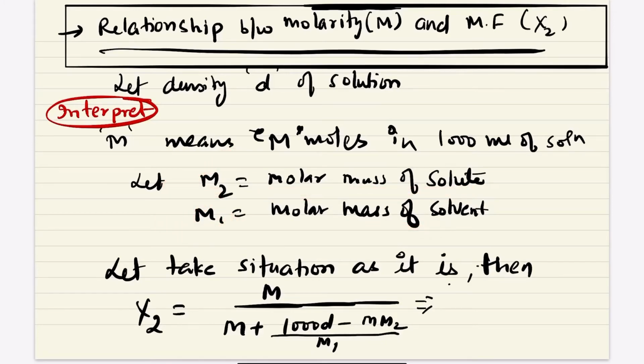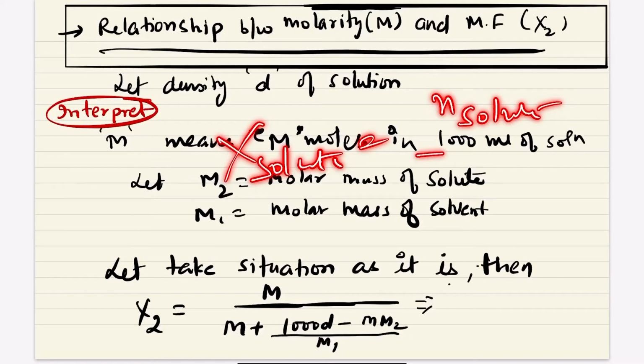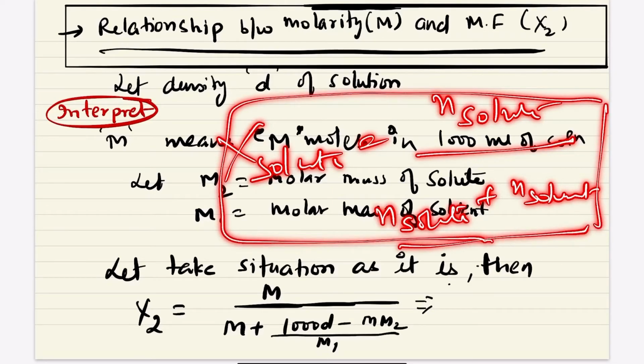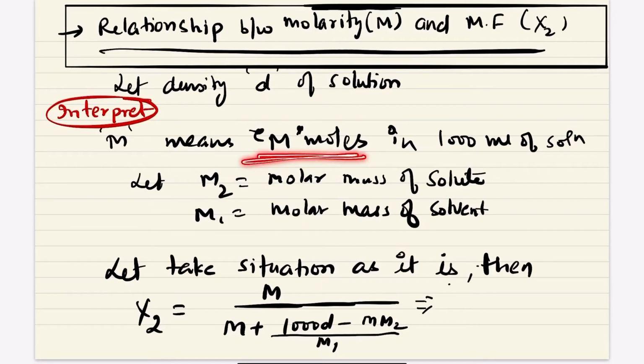Okay, so let us take the situation as it is. This is the situation which is given to you in a numerical. So let us say we take the situation as it is. Then the mole fraction of solute comes out to be, what is the mole fraction of solute? Mole fraction of solute is equal to number of moles of solute by number of moles of solute plus number of moles of solvent. Okay, this is the formula, and you know how many moles are there? Capital M number of moles of solute. You put the value here.